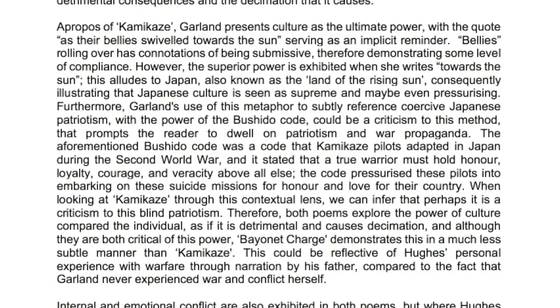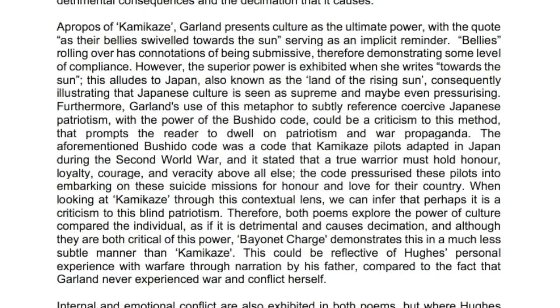The aforementioned Bushido Code was a code that Kamikaze pilots adapted in Japan during the Second World War, and it stated that a true warrior must hold honour, loyalty, courage, and veracity above all else. The code pressurized these pilots into embarking on suicide missions for honour and love for their country. When looking at Kamikaze through this contextual lens, we can infer that perhaps it is a criticism of this blind patriotism, and therefore both poems explore the power of culture compared to the individual, as if it is detrimental and causes decimation, and although they are both critical of this power, Bayonet Charge demonstrates this in a much less subtle manner than Kamikaze. This could be reflective of Hughes' personal experience with warfare through narration by his father, compared to the fact that Garland never experienced war and conflict herself.